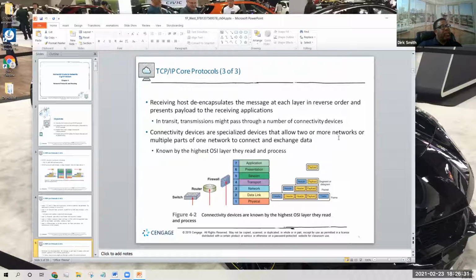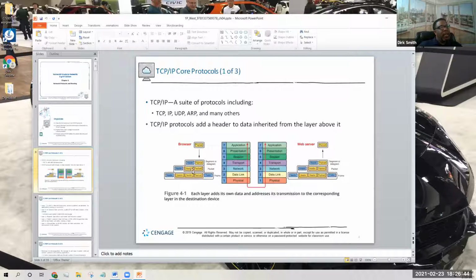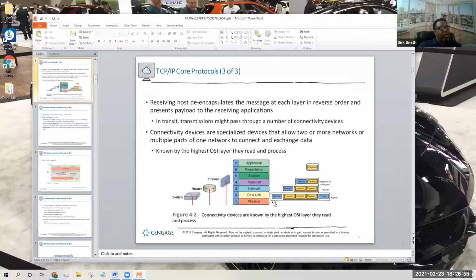Okay, so on receiving, the receiver host de-encapsulates the message at each layer in reverse order and presents the payload to the receiving application. So it comes across one way. You can see it on the side here. It gets that same information, de-encapsulates it, puts it back together, and sends it back the other way. That's what it's referring to right here.